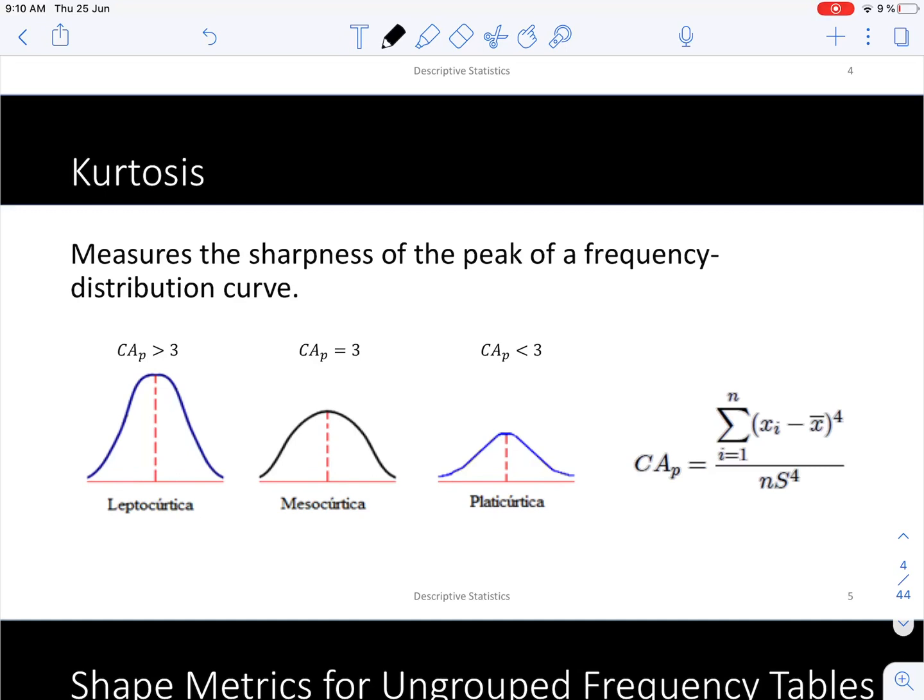This metric allows us to understand how tall or flat our data is. So this is like the reference. When the kurtosis is equal to 3, this is the distribution that we have, like how tall it is. But if it's greater than 3, then it's going to be sharper, so we'll have a higher peak. But if the kurtosis is smaller than 3, then it's going to tend to be flat.